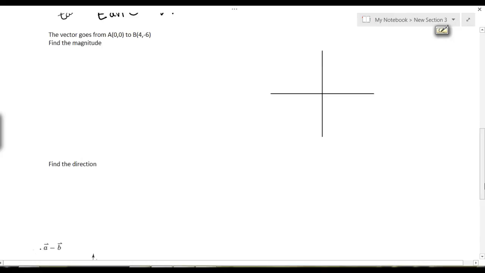This time I have a vector that starts at 0, 0. I'm going to go ahead and draw that now. So here's A. And actually I'm going to put my A in a slightly different spot because I see where my vector is going. So here's A at 0, 0, and B is going to be 4, -6. So 1, 2, 3, 4. 1, 2, 3, 4, 5, 6. So 4, -6. So this is the direction that my vector is going. That's B.